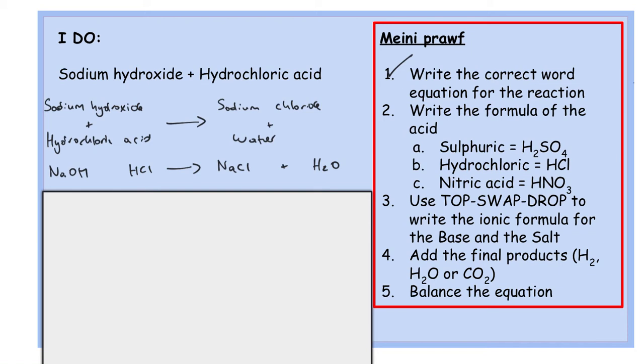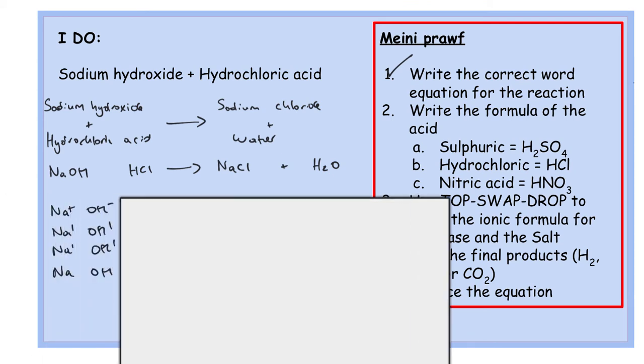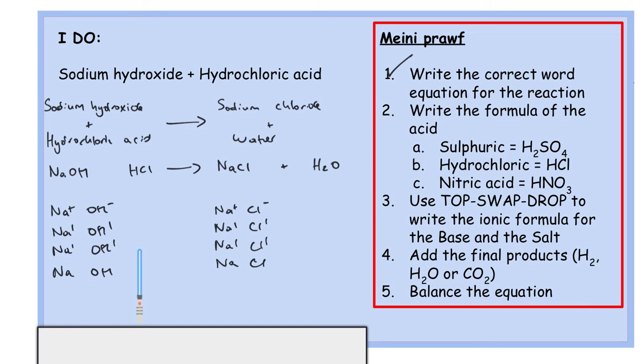Okay? The next thing that I'm going to do is I'm going to use top swap drop to write the ionic formula for the base and the salt. Well, let's start with the salt, NaCl. So I've got here my top swap and drop for NaCl. So I've used that ion sheet. I'm putting everything together so far, and you can see how I've done that. So I've got Na+ Cl-. It's a nice easy one because they're just ones. And I've also done the same thing down here. There's a plus and a minus. It's just all the ones, and it's NaOH. So that's step 3 done, where I do top swap and drop.